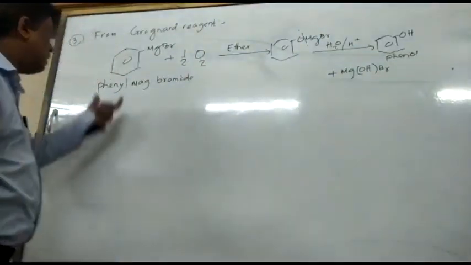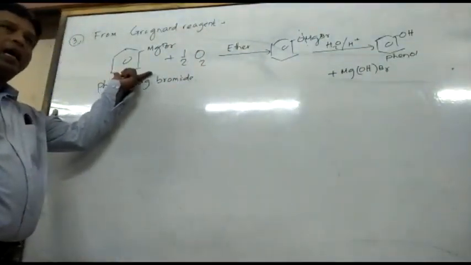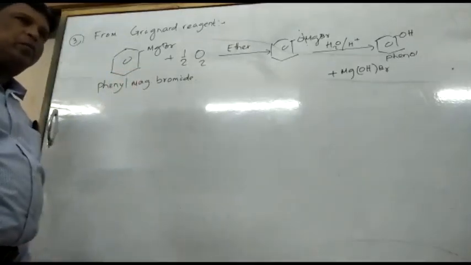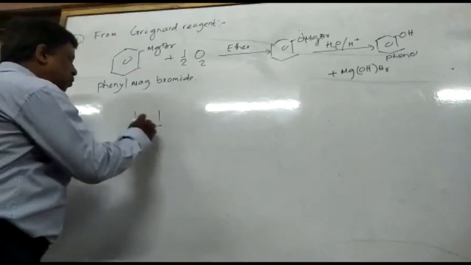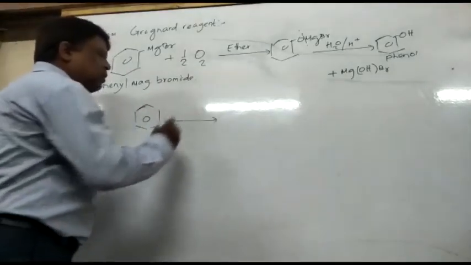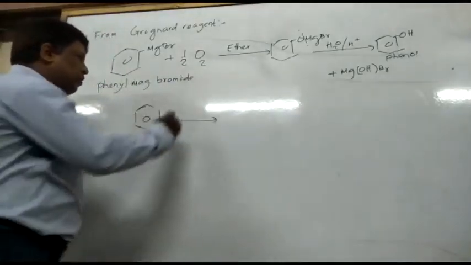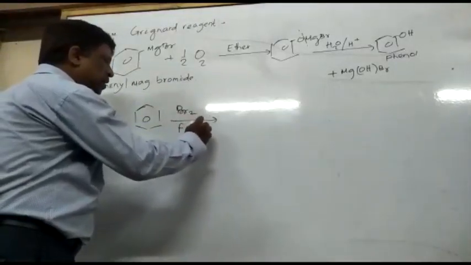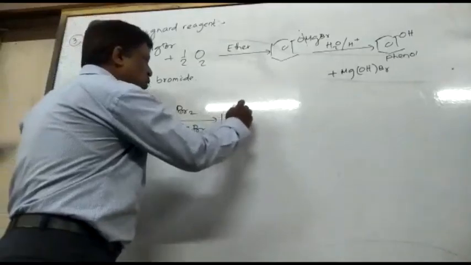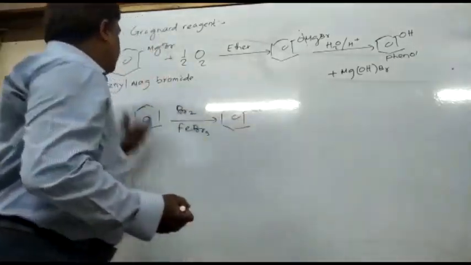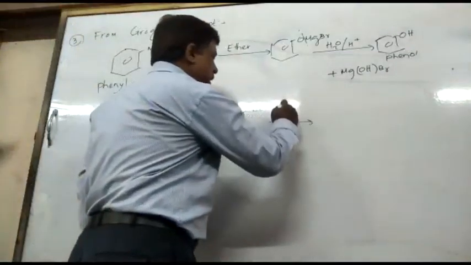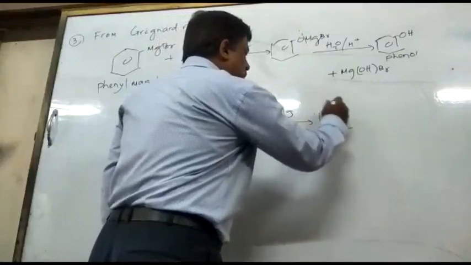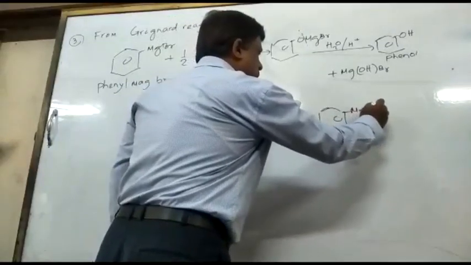Again, the question arises: how is the Grignard reagent RMgX or ArMgX formed? Again, the starting material is benzene. If we go through benzene, it undergoes halogenation. Here it is bromination: add bromine in presence of FeBr3. What is formed? Bromobenzene is formed. Then this bromobenzene is treated with magnesium metal in presence of dry ether, and phenyl magnesium bromide is formed.